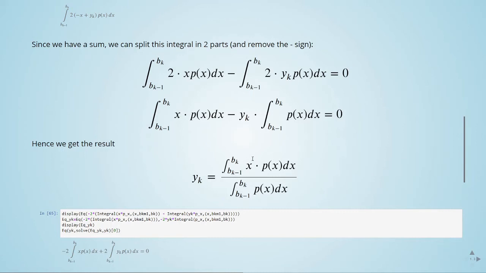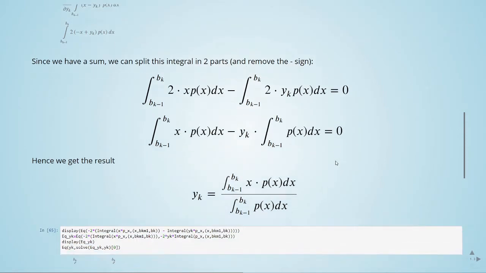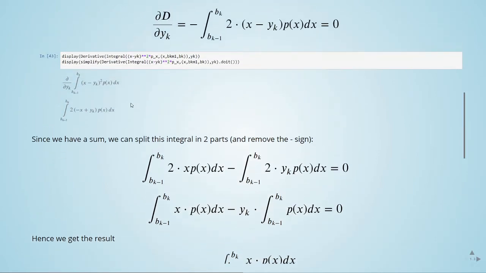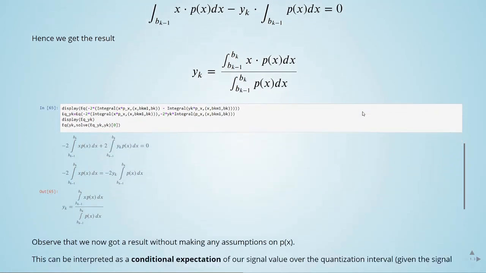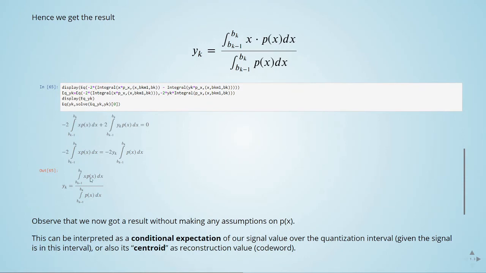So the decision boundaries, we have our signal x, we have the PDF of our signal, and this is what we are doing also in SymPy. So we had this equation here. We are splitting this integral in two parts, and we end up with y of k. We are solving this equation for y of k. This is what we are doing using SymPy, and we have exactly the same result. Now we got a result without making any assumptions on the probability function.